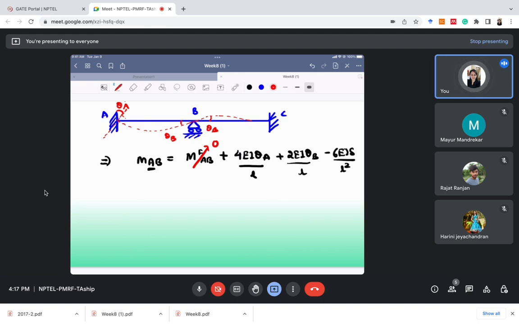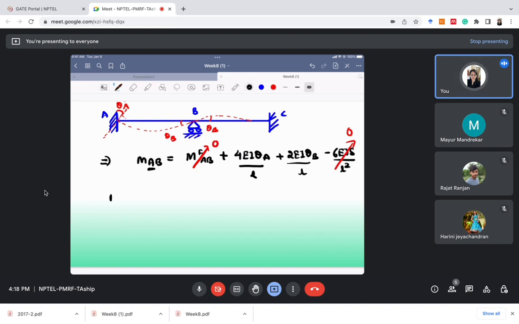Now let's analyze this last term, which is 6EI delta over L square. Delta is a term which comes whenever there is a sinking of support or support settlement. But in this question, it is given nowhere that any support is settling. So this term will also be 0. We just have these two things.